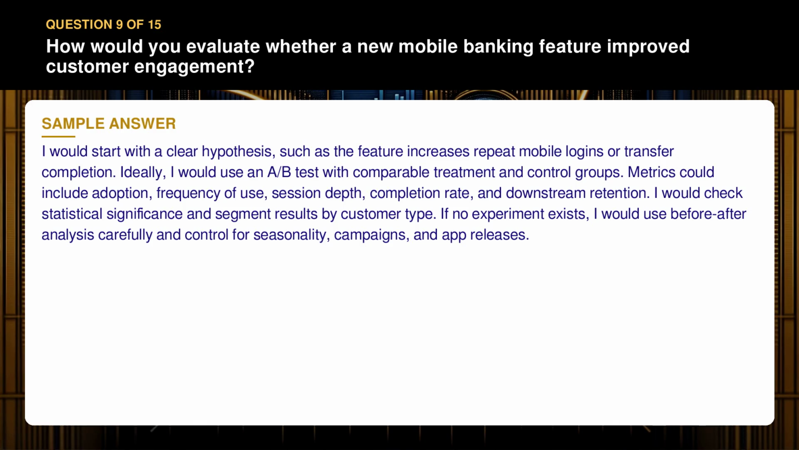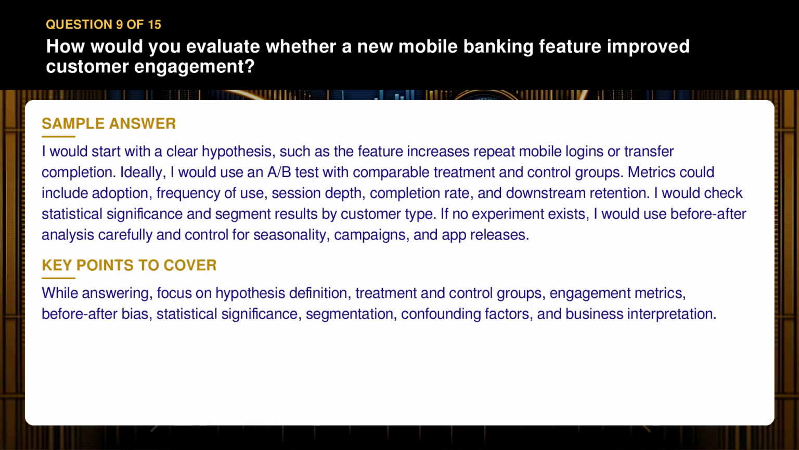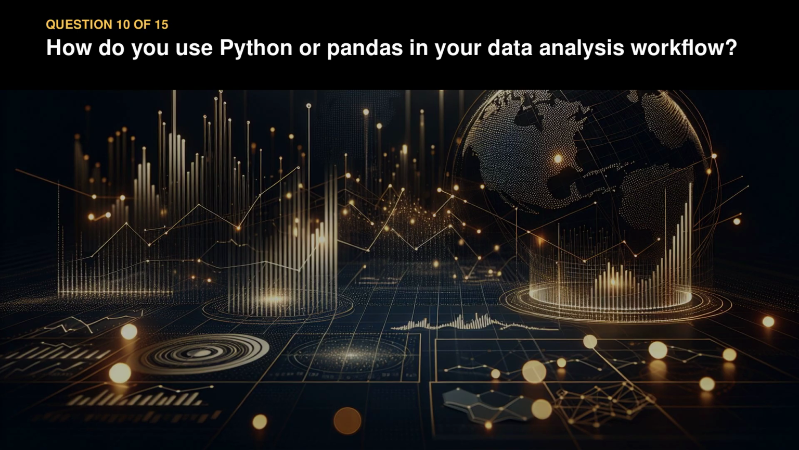I would check statistical significance and segment results by customer type. If no experiment exists, I would use before-after analysis carefully and control for seasonality, campaigns, and app releases. While answering, focus on hypothesis definition, treatment and control groups, engagement metrics, before-after bias, statistical significance, segmentation, confounding factors, and business interpretation.